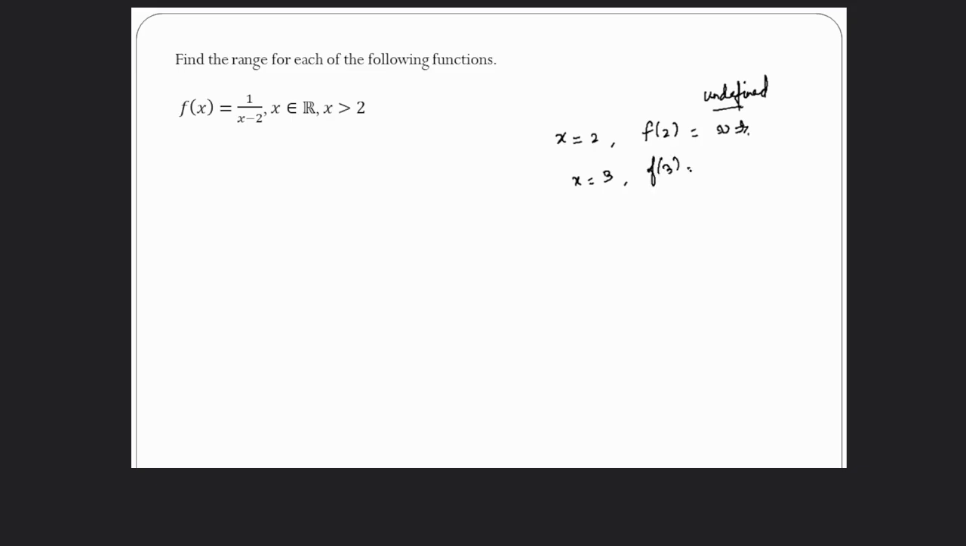Okay, f of 3 is 1 by 1. Then x equal to 4, f of 4 is 1 over 4 minus 2, which is 1 by 2. It is less than 1. For x increasing, f of x is decreasing. So this function is said to be a decreasing function, so the range is also decreasing, and it tends to infinity, negative infinity, or 0.